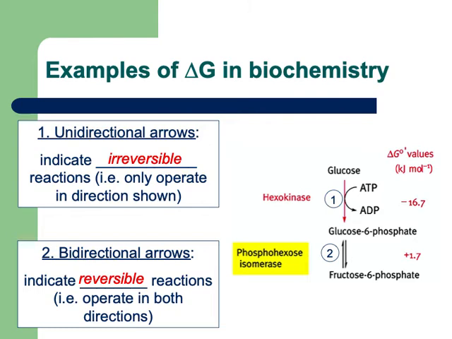Okay, so this reaction, as you can see, the delta G is positive. We have positive 1.7. So when delta G is positive, then it's a non-spontaneous reaction. The arrows indicate that it's reversible. So reaction 2 is considered a non-spontaneous reversible reaction.